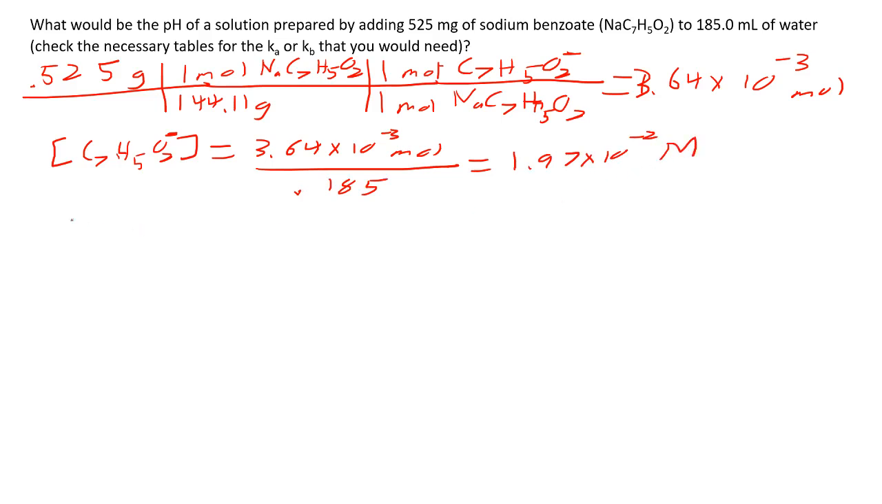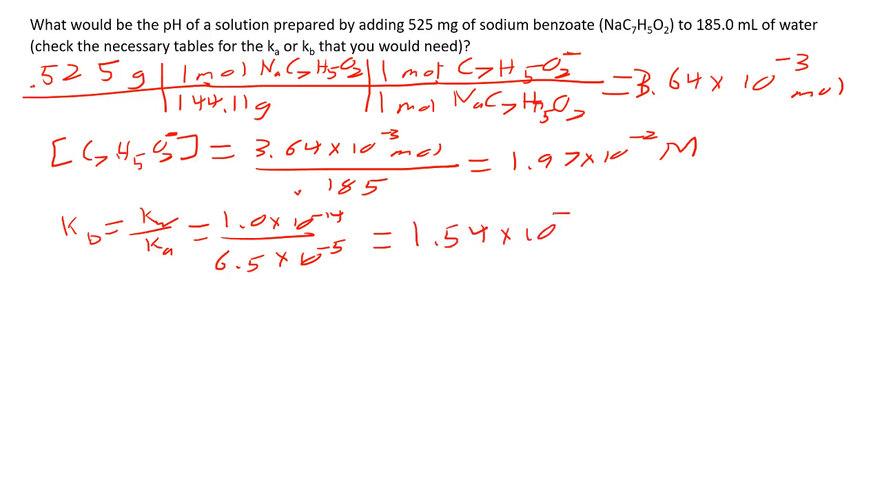So one thing I note, if I try to actually look up the benzoate ion, you're going to find that you don't see it. But what you do see is the Ka for benzoic acid. So if I want the Kb for the benzoate ion, I can solve that by saying that Kb is equal to Kw over Ka. And so this is equal to 1.0 times 10 to the minus 14 divided by 6.5 times 10 to the minus 5. And this will give me that Kb is equal to 1.54 times 10 to the minus 10.